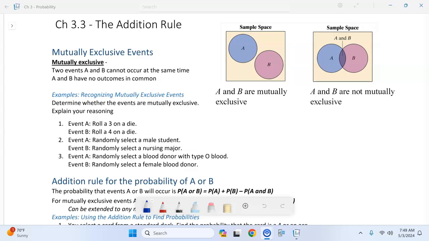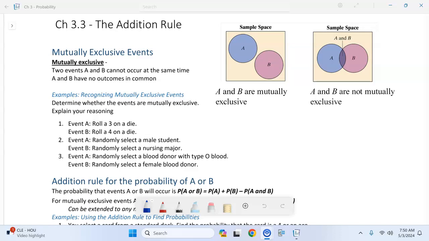This is indicated by the key phrase "or." This event or this one will happen. So we're not looking at in sequence, but now we're looking at the same time. Mutually exclusive events are when event A and B, or any number of events, cannot occur at the same time, meaning that they have no outcomes in common. They cannot happen at the same time. If they have outcomes in common, we say that they are not mutually exclusive.